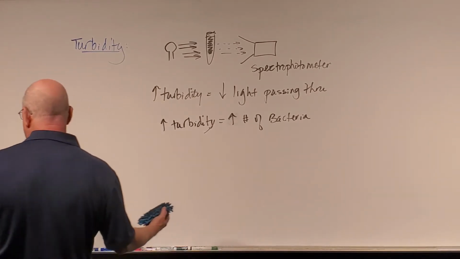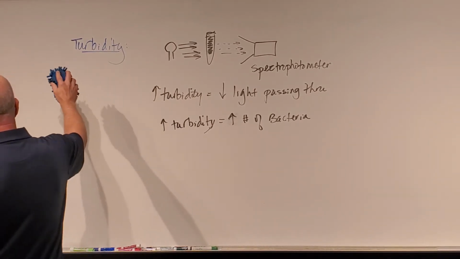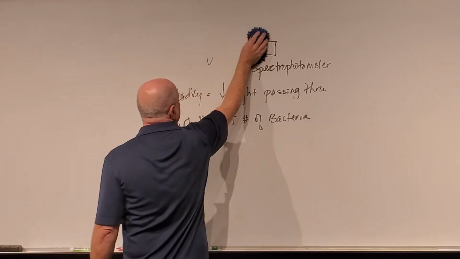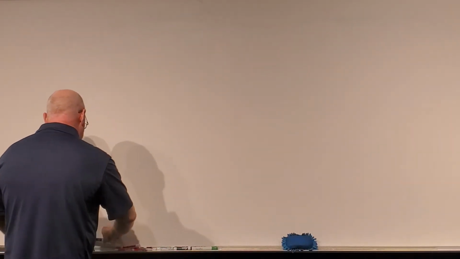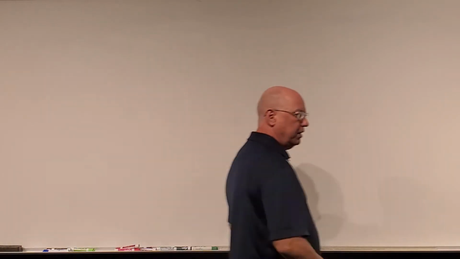Now, another way that we can measure the number of bacteria is by measuring their metabolic activity, okay? And again, these are broad overviews. I'm not going to go into extreme detail, but we can measure what's called the metabolic activity of an organism. Let me grab another marker. I know this one writes really well over here.